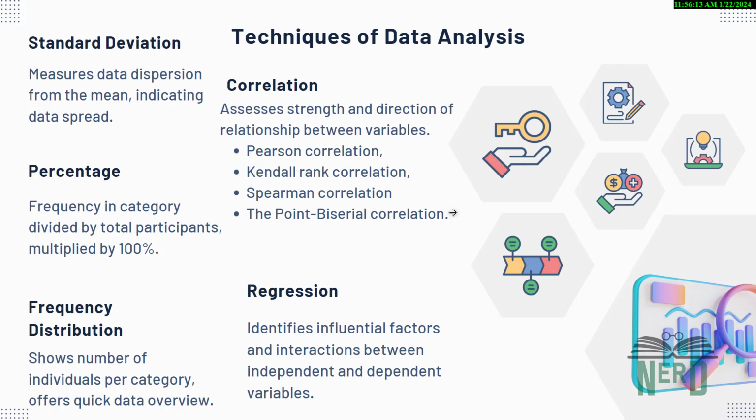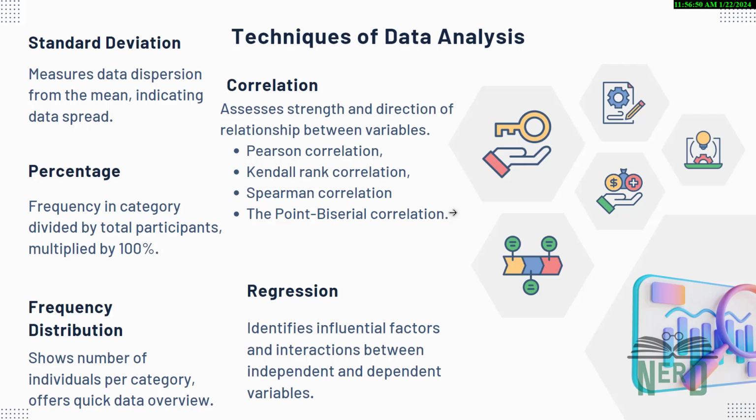Right? If everyone in your class is close to the same height, the standard deviation is low. But if you have a huge range from really short to basketball-player tall, then your standard deviation is high. Then we have another important term, percentage, and this one is easy. It's just how much something makes up of the whole, right? Like what percent of your class loves pizza? Count the pizza lovers, divide by the total number of students, and multiply by 100. That's how you'll get the percentage, right?